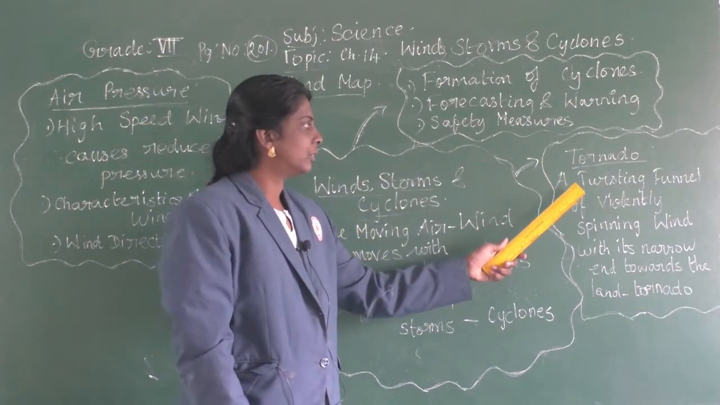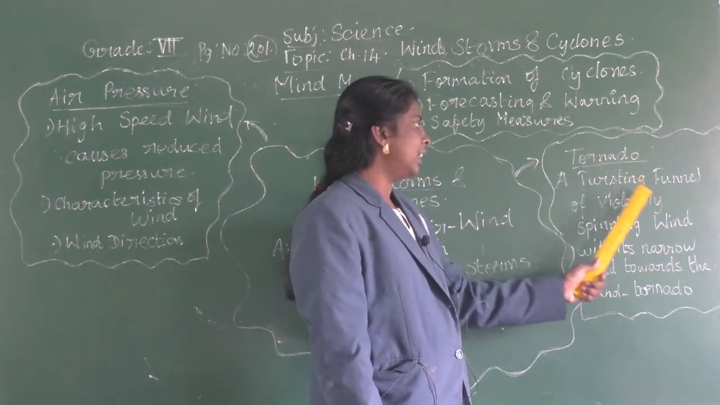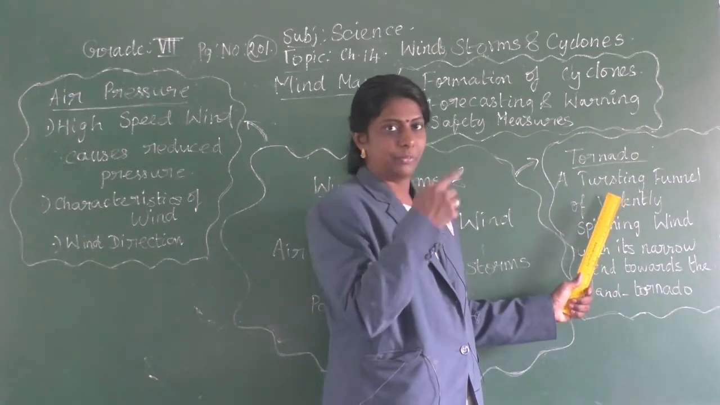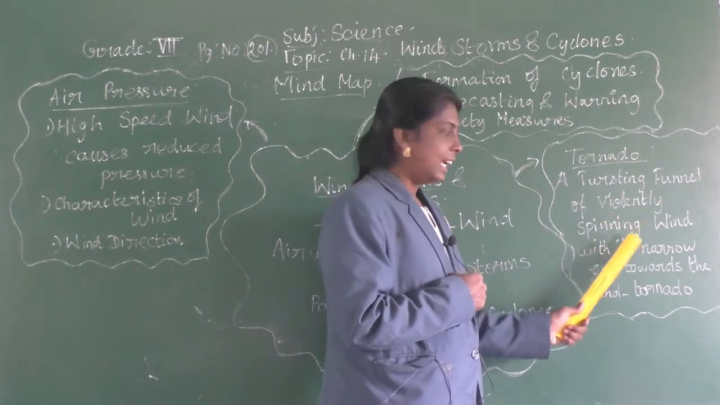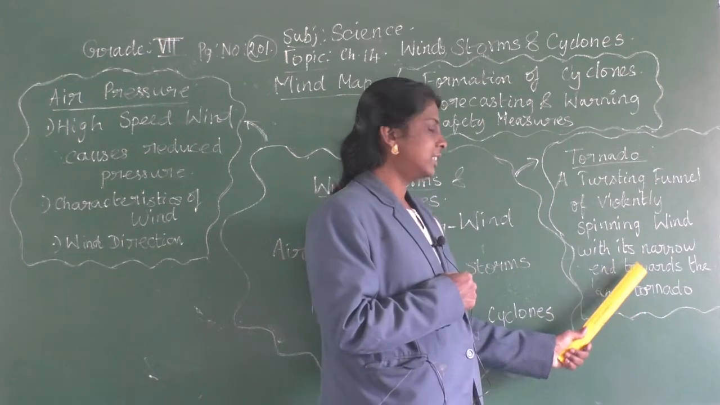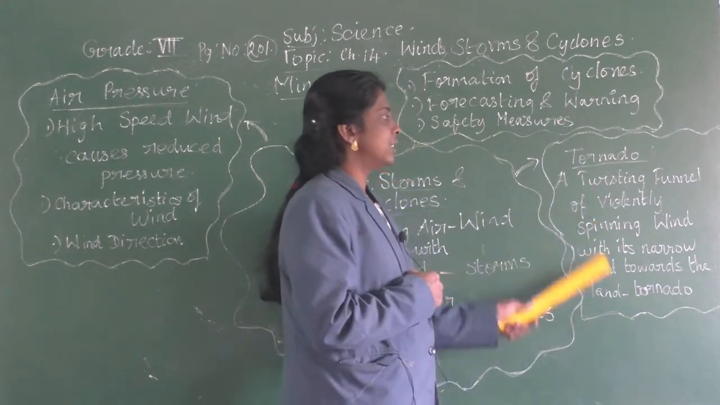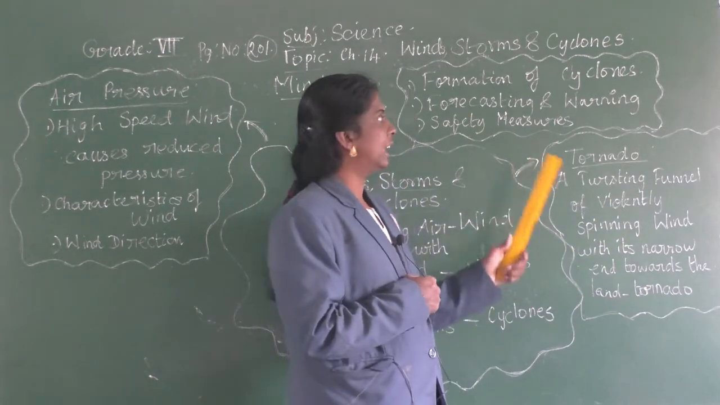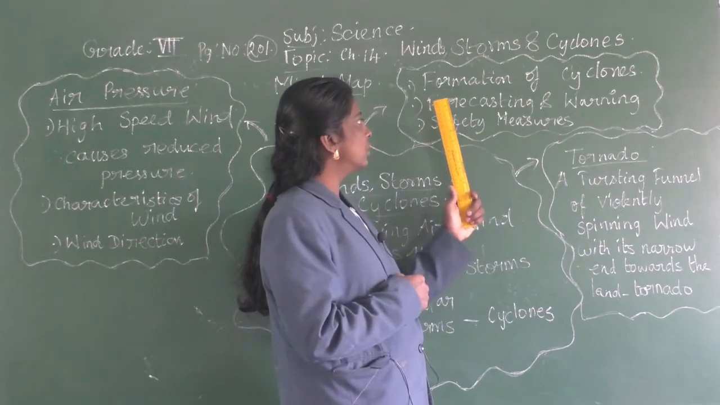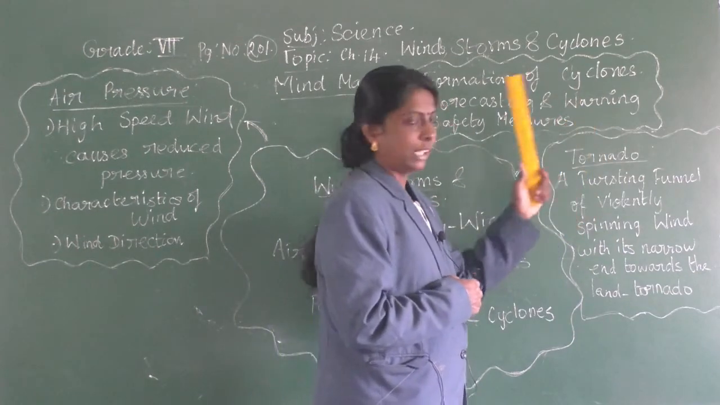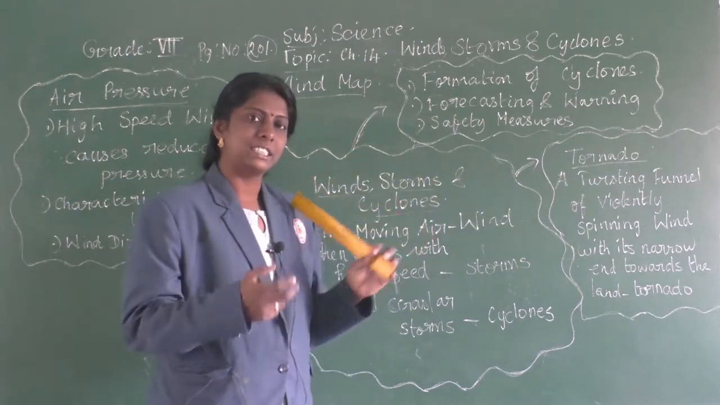Next thing is about tornado. What do you mean by tornado? A tornado is nothing but a twisting funnel of violently spinning wind with its narrow end towards the land. That is called a tornado. Clear? Yes, we are going to learn about tornado in detail. Then formation of cyclones, forecasting and warning. Okay, and then we are also going to learn about safety measures. So let us start the chapter.